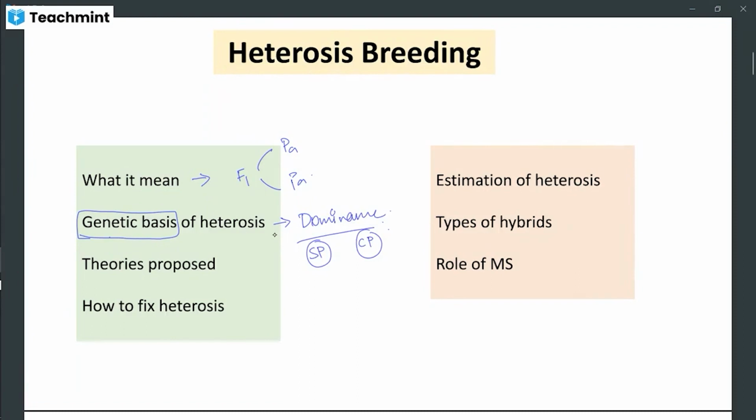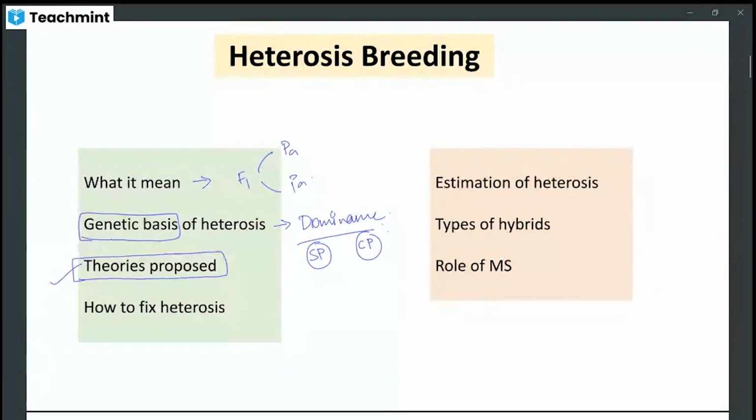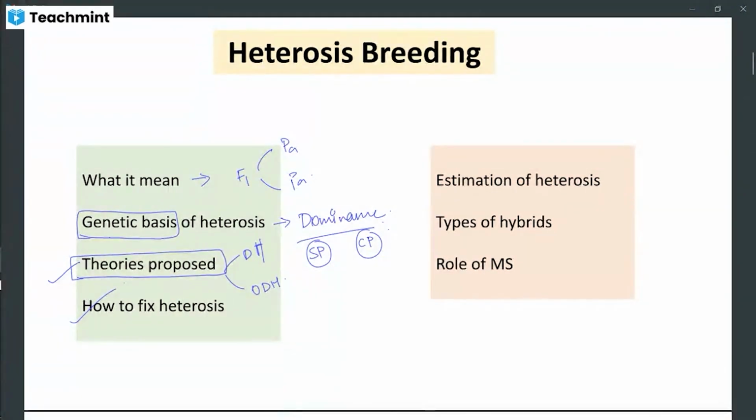Do you know the two different theories proposed to explain the term heterosis? One is the dominance theory or dominance hypothesis, and the next one is the overdominance hypothesis. We'll also see how we can fix the heterosis once it is seen in the progeny, how we can fix and forward it to next generations, and how to estimate the heterosis, the different methods to estimate it.